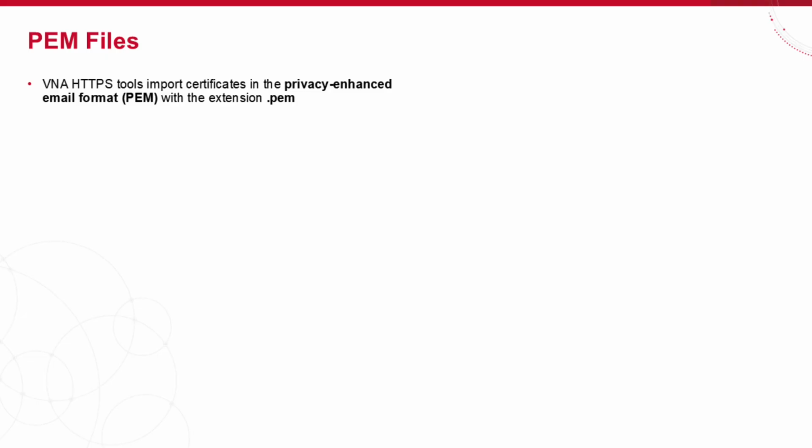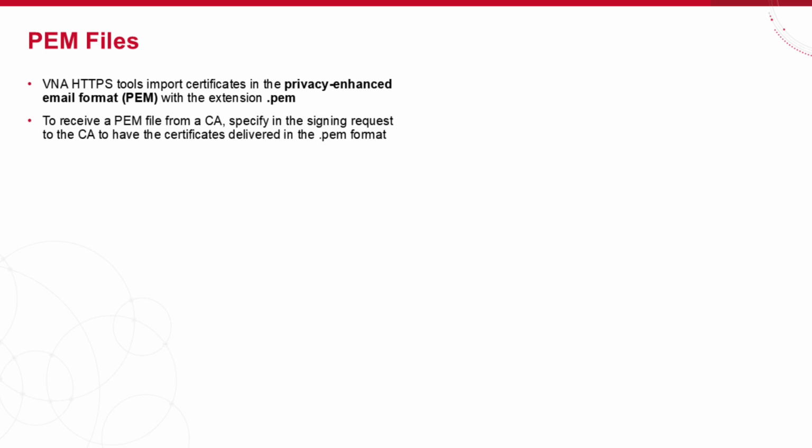The tools import the certificates using the privacy-enhanced email format, with the extension .pem, referred to as a PEM file. To receive the certificates in the PEM format, when a request is sent to a CA, the request includes instructions to return the files in the PEM format. When a PEM format is requested, the CA will often return a single PEM file that contains the private key, if requested, and the certificate chain.